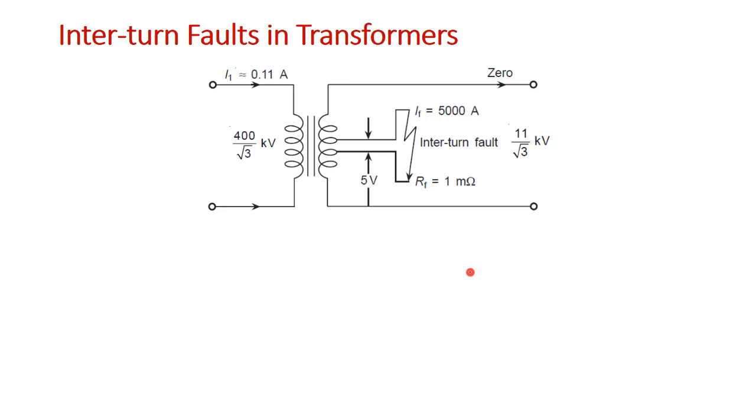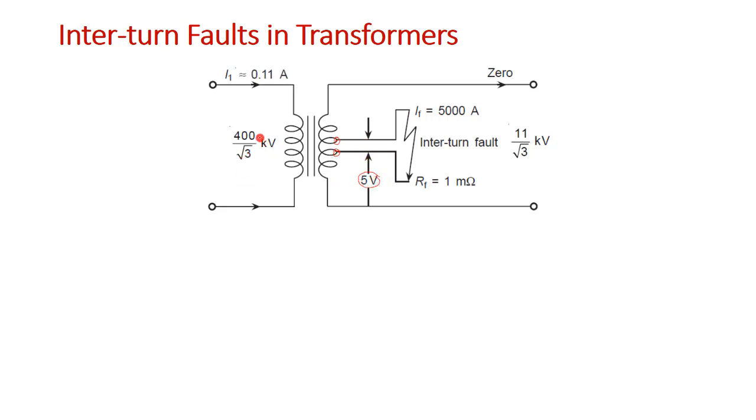So this is your interturn fault. Interturn fault means the fault is happening between two turns. Here we can see this is one turn and this is another turn. Let us say the insulation between these two turns breaks down and they are shorted together. Then obviously the voltage across these two turns will be very small. It may be around 5 volt.